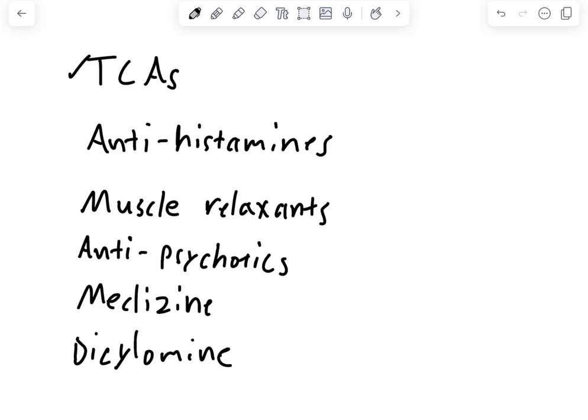They're taking a lot of diphenhydramine or hydroxyzine. These could be medications that also exacerbate anticholinergic toxidrome. Next is going to be muscle relaxants. So these are going to be like cyclobenzaprine or baclofen.